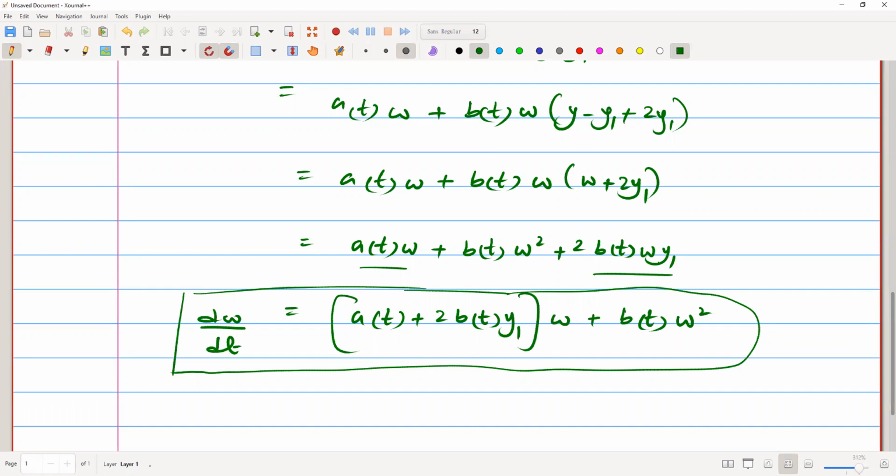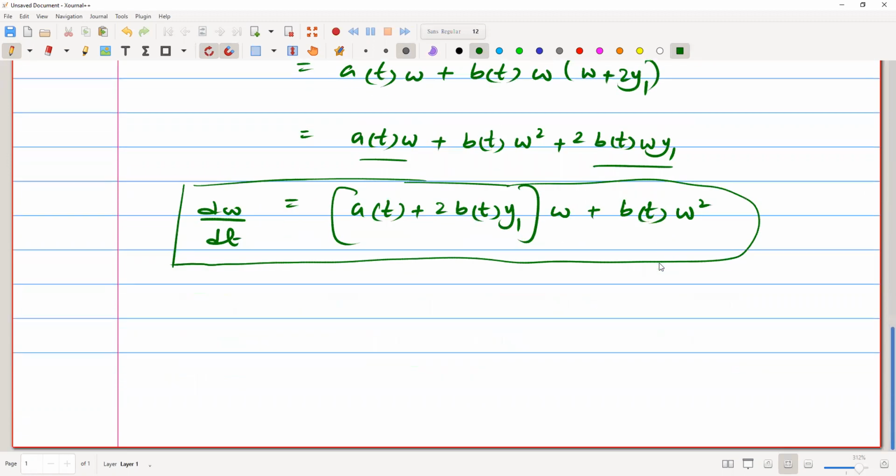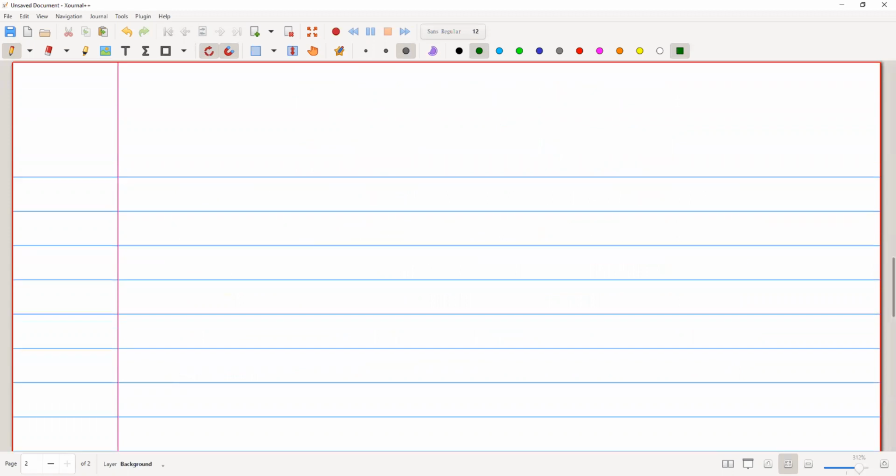It's easy to solve Bernoulli's equation by converting it into a linear differential equation. So now let's take an example for this Riccati's equation, and let's see how to solve these kinds of equations.